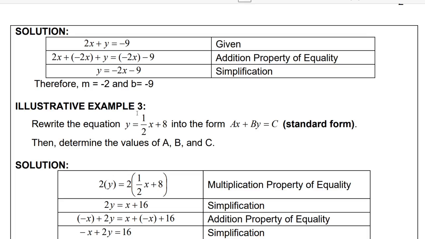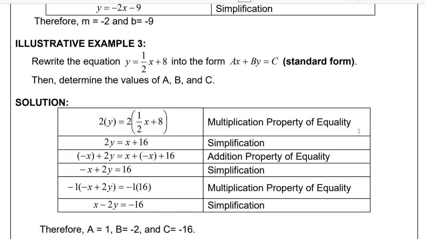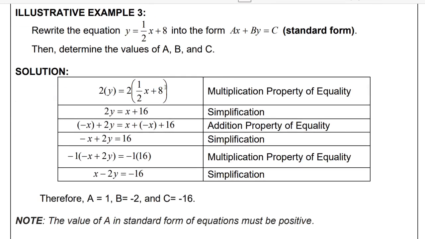Okay, the given now is in slope-intercept form. Then you're going to rewrite that in standard form. And then you are asked here to determine the values of a, b, and c. So how are you going to do that?